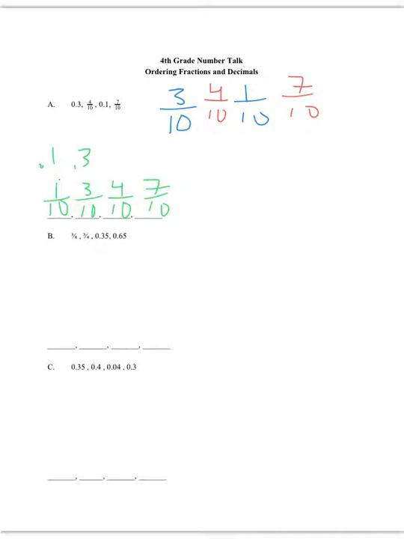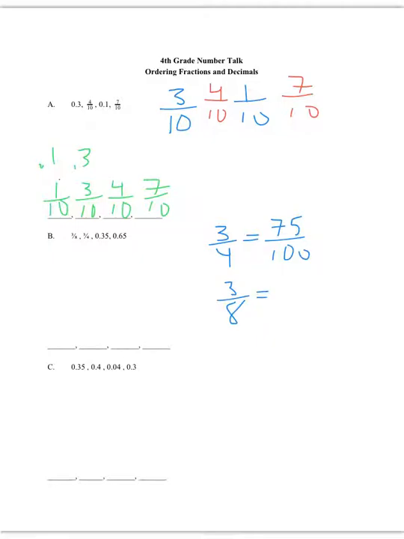Now, when we get down to our next one, we have to remember something. We can still read it. That's 35 hundredths. That's 65 hundredths. 3/4, we can make that into an equivalent fraction. So we could say, well, we know that 3/4 is the same as 75 hundredths.